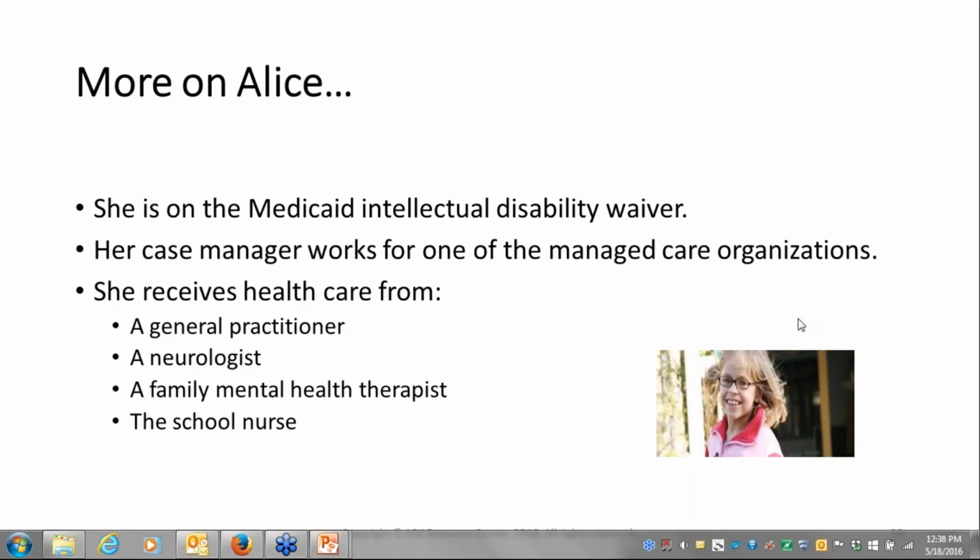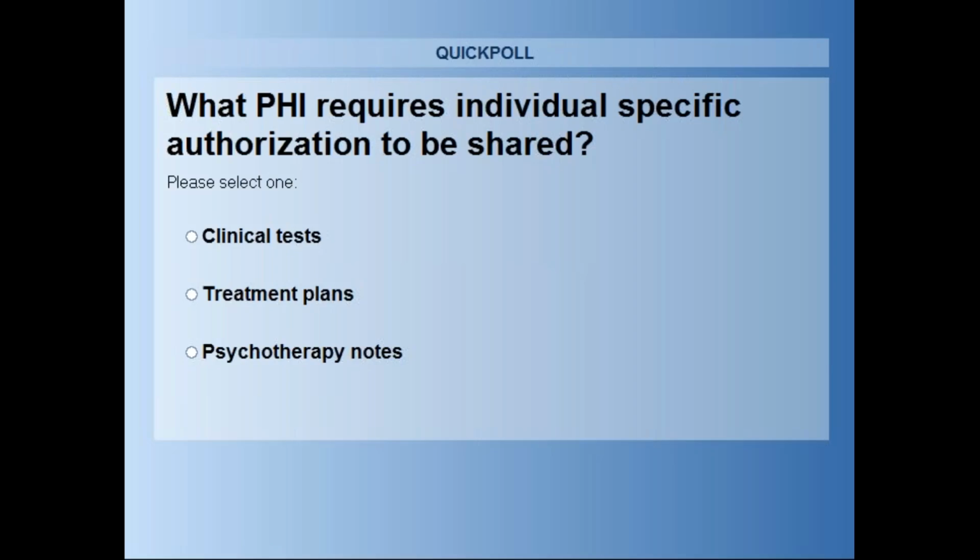Okay, we're going to go to poll number 3 here. Okay, and the question is, what protected health information requires individual specific authorization to be shared? A, clinical tests, B, treatment plans, or C, psychotherapy notes? 25% have voted so far, 50%.